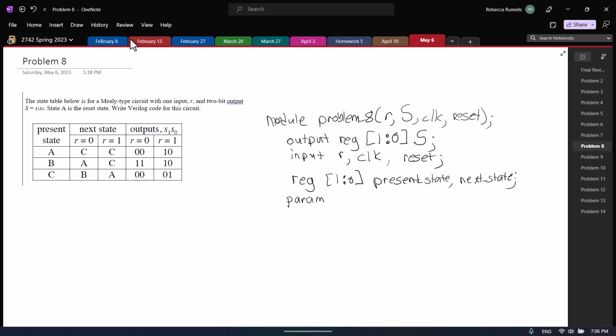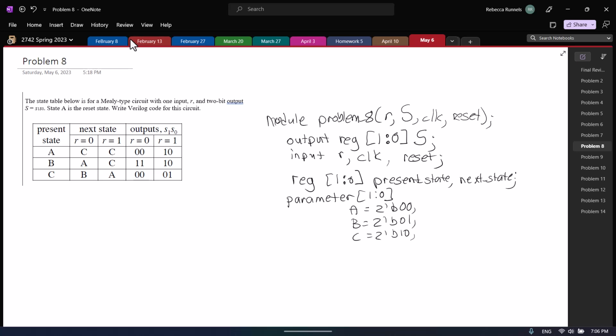Okay, so we also can go ahead and have a parameter 1:0, and I will have A equaling the 2-bit binary number 0, and B the 2-bit binary number 1. So in this one, since they don't give us a state assignment, it's just whatever we want, right? Yes, correct. I could call these whatever I wanted.